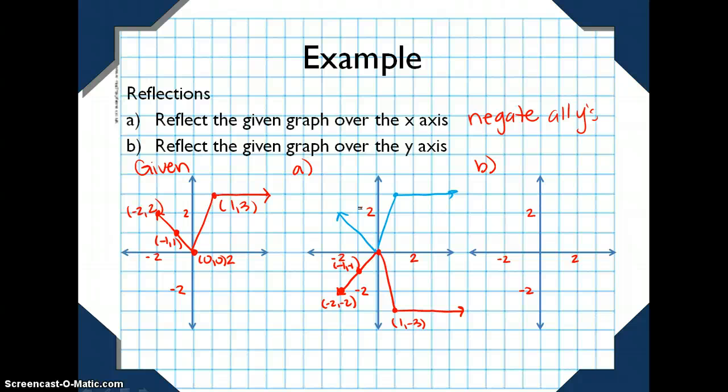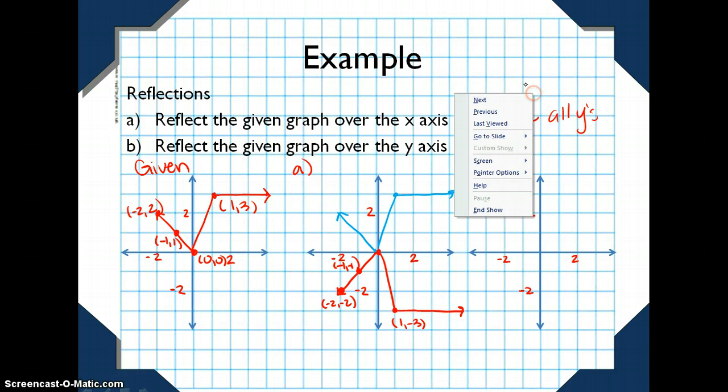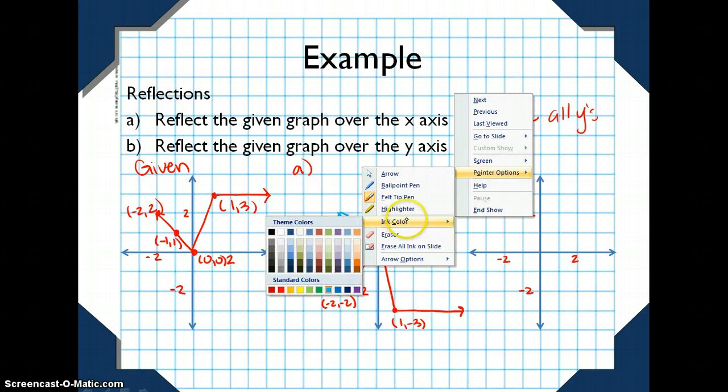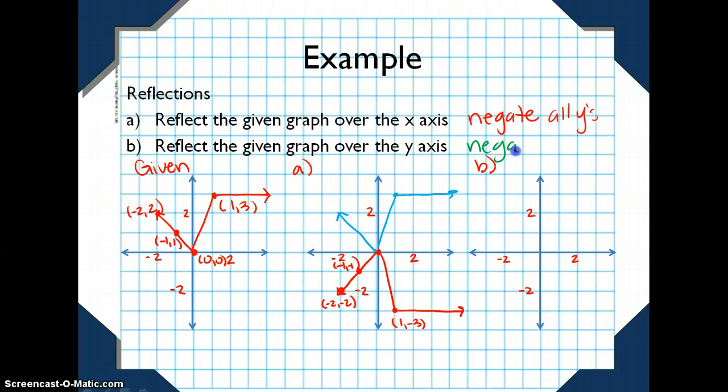So the y-axis is very, very similar, but in this case, instead of altering the y values, you're going to need to alter the x values. So we're going to negate the x's. Okay, so in this case, negative 2, 2 becomes 2, 2. Negative 1, 1 becomes 1, 1. Again, 0, 0 doesn't reflect because it's 0, 0. And then 1, 3 becomes negative 1, 3.